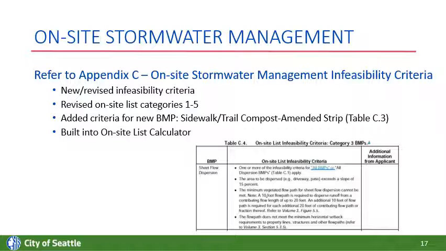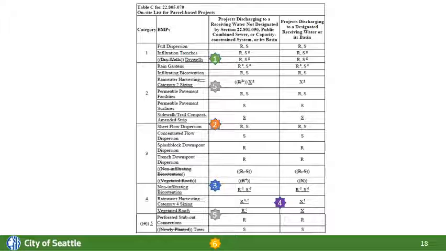We're trying to provide you with the tools that have been updated for the new code so that you can meet the requirements for your project. So this table is to show all of the BMPs for a parcel-based project using the list approach, and I'm just going to highlight a few of the big changes that have been made for the 2021 code.